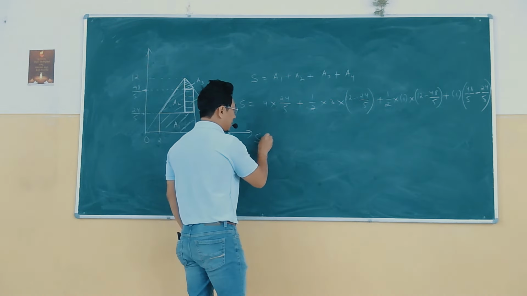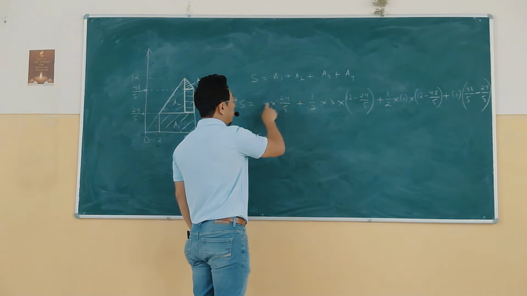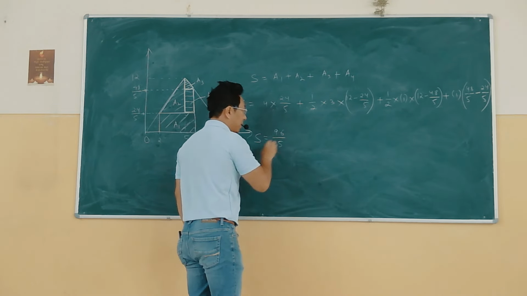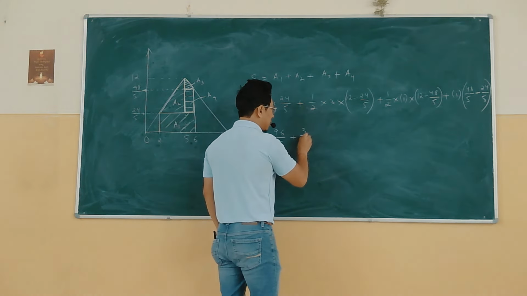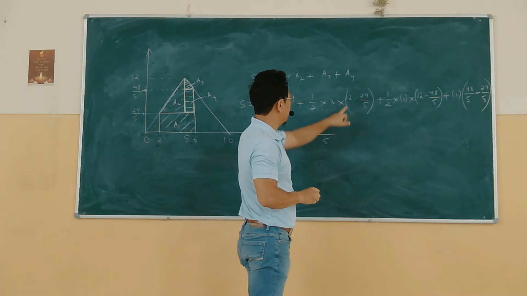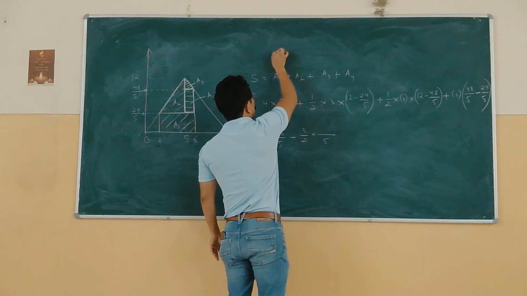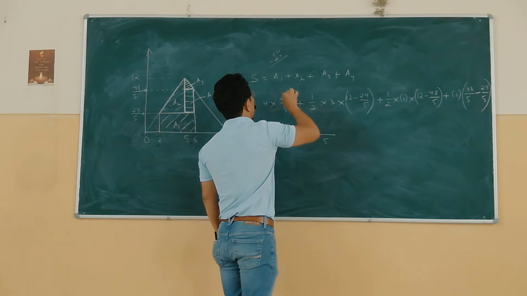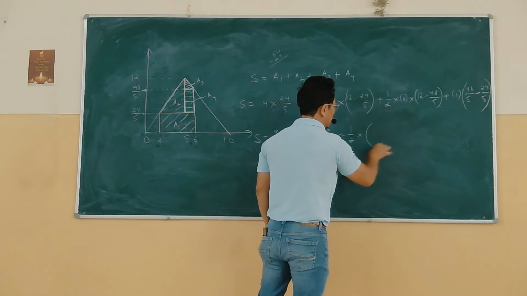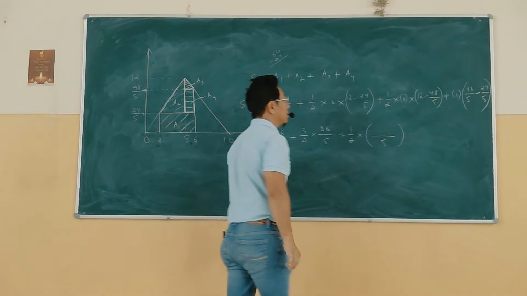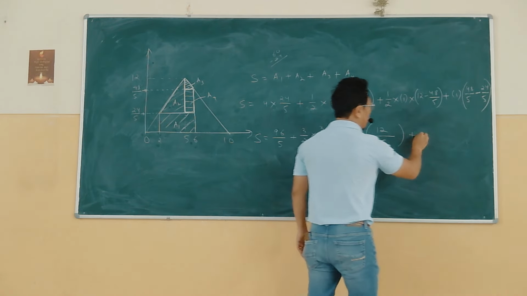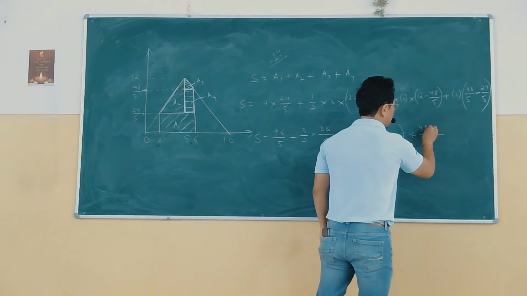Now this calculation is like 4 into 24, which is 96 by 5, plus 3 by 2 into 5. LCM 5. 60 minus 24 will be how much? 36. Plus half into 5, LCM, 60 minus 48, 12. Plus 5, LCM, 48 minus 24.